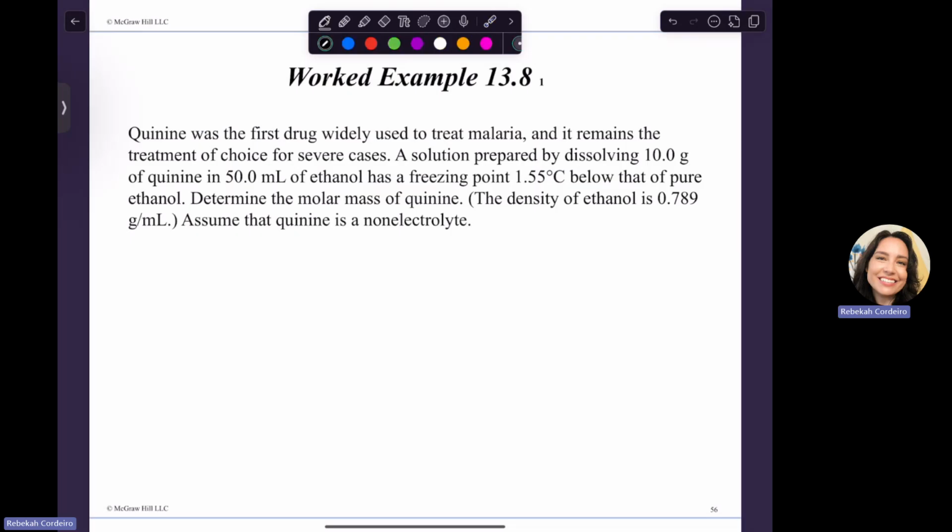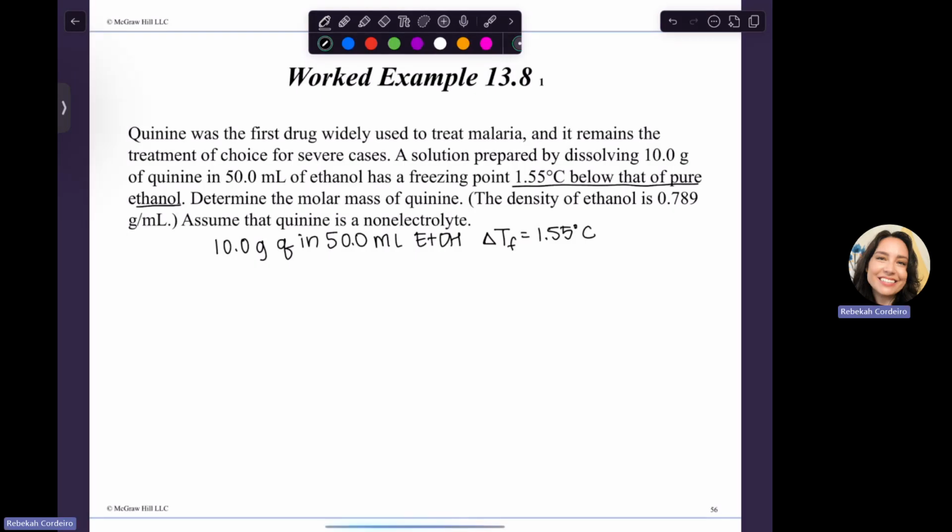All right, so what's our information here? We have 10 grams of quinine. I'm just going to say Q. We have 50 in 50 milliliters of ethanol. We abbreviate ethanol ETOH sometimes. We have a freezing point of 1.55 below that of pure ethanol. So they're not actually giving us the freezing point, they're giving us the change in freezing points. The change in freezing point is 1.55 degrees C.